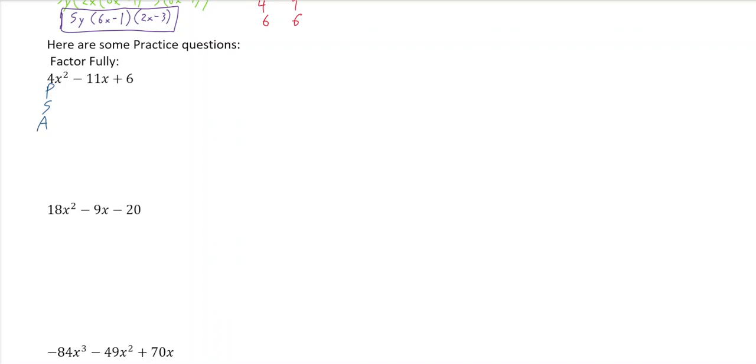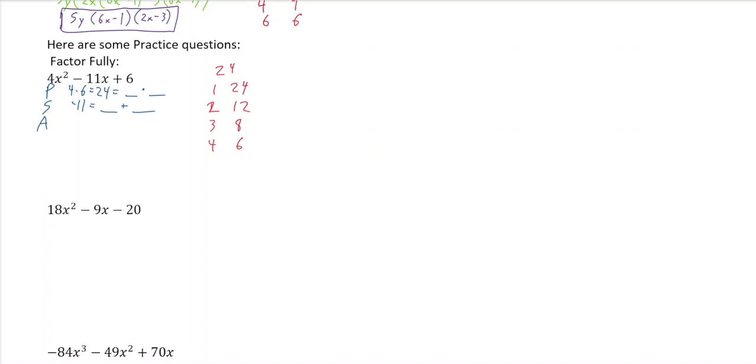PSA. So the product is going to be 4 times 6, which is 24. The sum is going to be negative 11. So we have to come up with two numbers that multiply to get 24 and add to get 11. Okay, so we're going to look at 24 and come up with all the different possibilities. 1 and 24, 2 and 12, 3 and 8, 4 and 6 are all the possibilities.